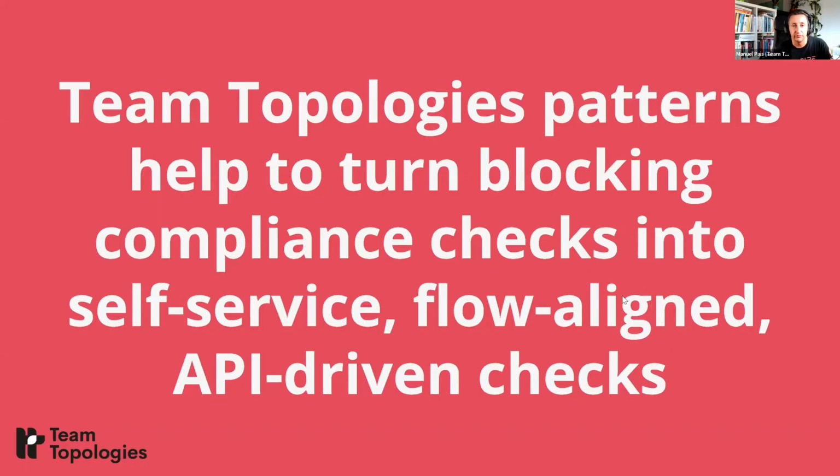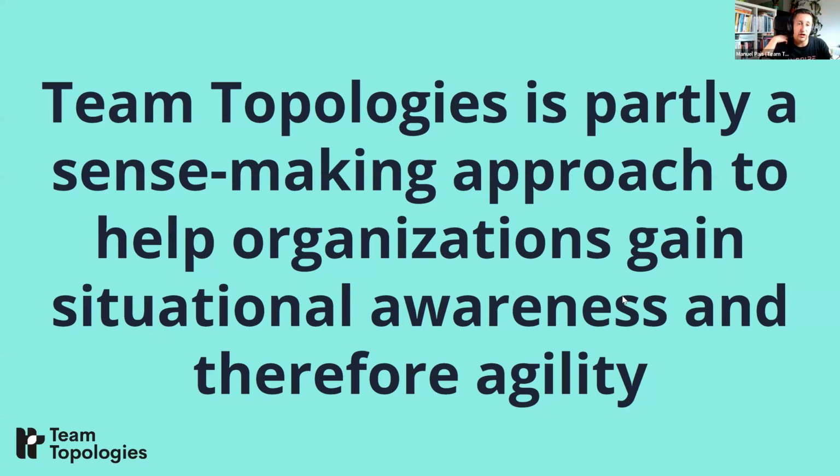We need patterns that help turn blocking compliance checks, so those blocking dependencies, into self-service, flow-aligned, API-driven checks, ideally. Team Topologies is also helping in this sense-making approach to help organizations gain situational awareness and therefore agility. So effectively having ways to detect when we're going in the wrong direction, basically when we're not focusing really on the user needs, when we might have teams that might even be very effective building a lot of features, but we're not actually gaining any value because we're building the wrong stuff.